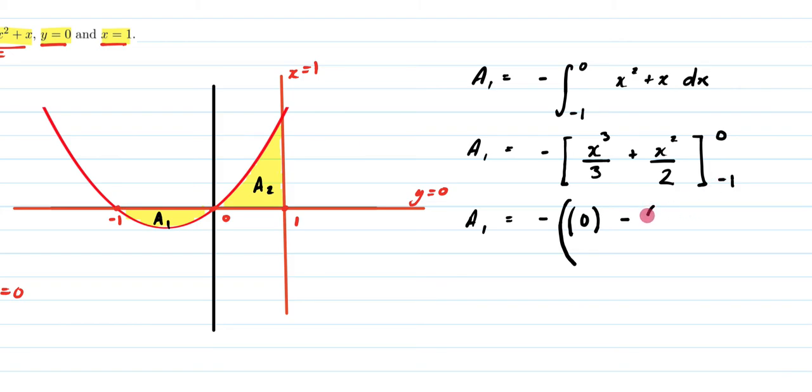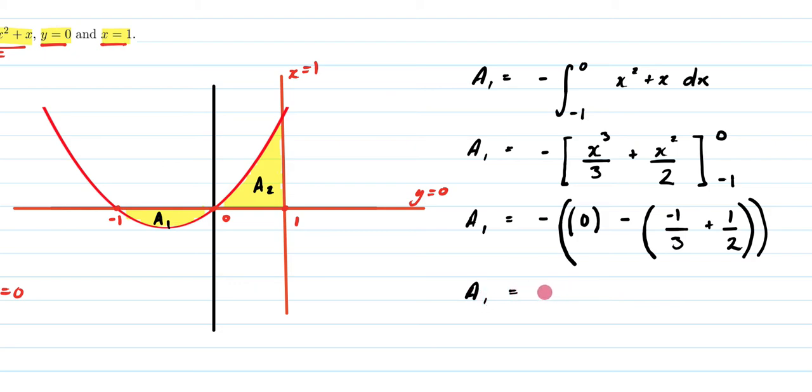Now I'm going to sub in my -1. So it's going to be -1 cubed, which will just be -1 over 3. Then -1 squared, which will be +1 over 2. Put that in brackets, put that in brackets again. So my A1 is going to be equal to negative. This is where people make mistakes with the negatives. Then I'm going to get -1/3 plus 1/2. So I'm going to get -2 over 6 plus 3 over 6.